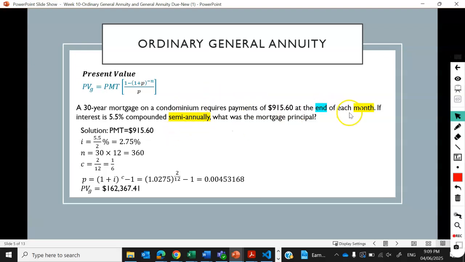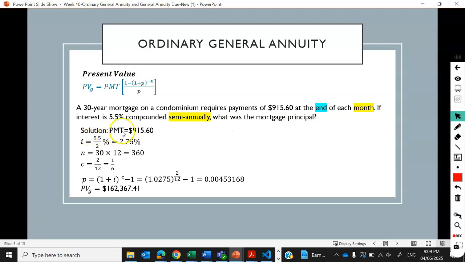Since these two are different, we will find the C value. C value is semi-annually 2 over 12, which is equal to 1 over 6. And your N value is 30 years. Every year you are paying 12 times. So 30 years times 12, which is 360 times you are paying in total.